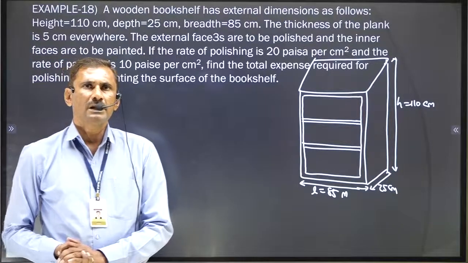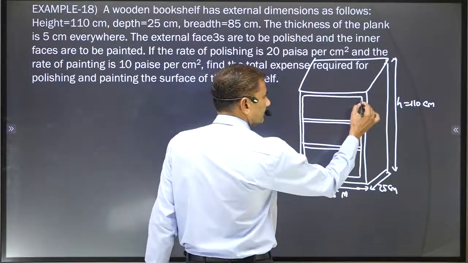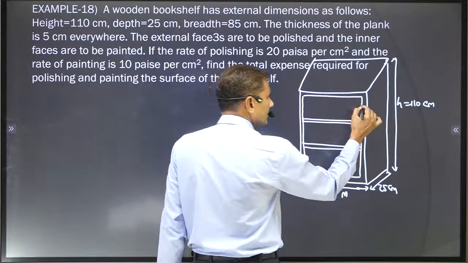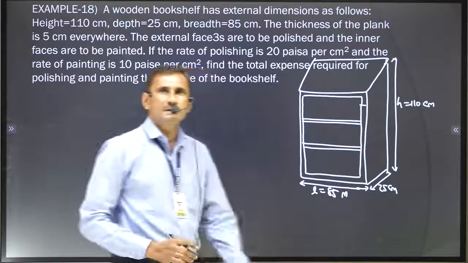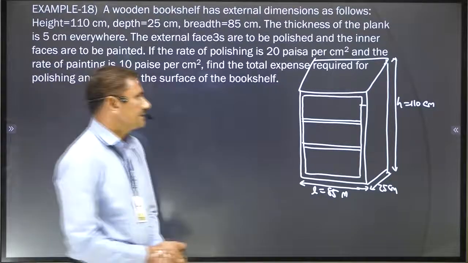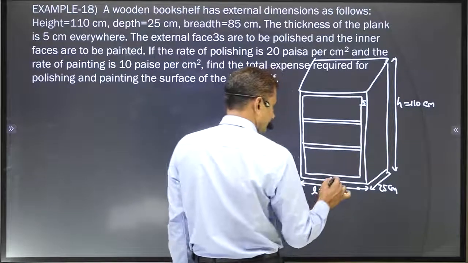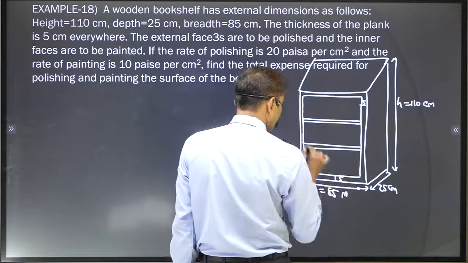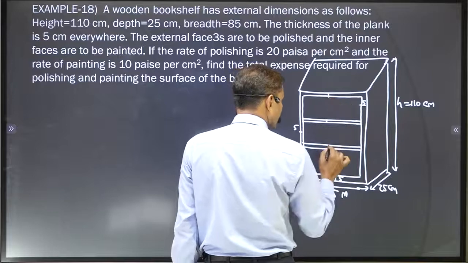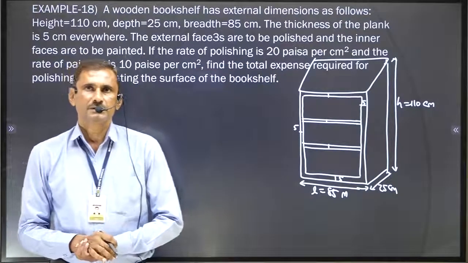The thickness of the plank is 5 centimeter everywhere. Suppose this is a wooden plank. A wooden sheet will be there. It is formed from wooden sheet, so it is given a particular thickness, and it is uniform everywhere. So 5 centimeter. I am writing here 5, here also 5, everywhere 5. So this is the thickness of the sheet.